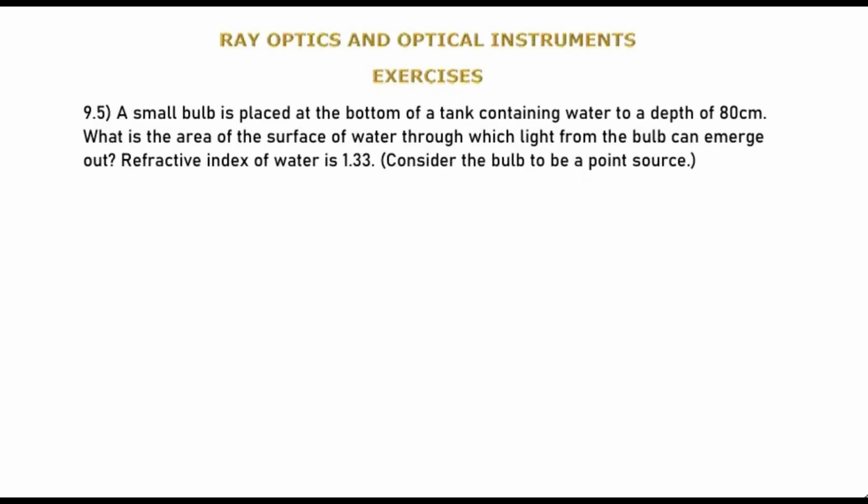Hello students, in this video we are going to discuss 9.5, 9.6 and 9.7 from ray optics and optical instruments. Coming to 9.5, a small bulb is placed at the bottom of a tank containing water to a depth of 80 centimeter. What is the area of the surface of water through which light from the bulb can emerge out? The refractive index of water is 1.33. Consider the bulb to be a point source.